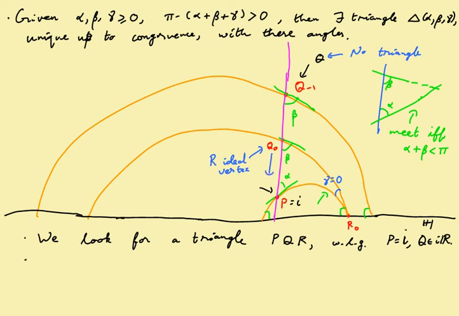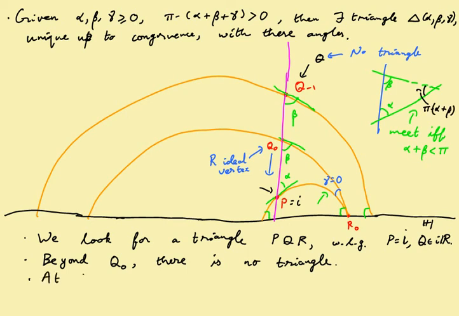So what have we seen here? So beyond Q0, there is no triangle. Okay, so by construction we have fixed alpha and beta and are trying to figure out what gammas we get. In the Euclidean case we get a unique gamma. That's always pi minus alpha plus beta. At Q equals Q0, gamma equals 0.